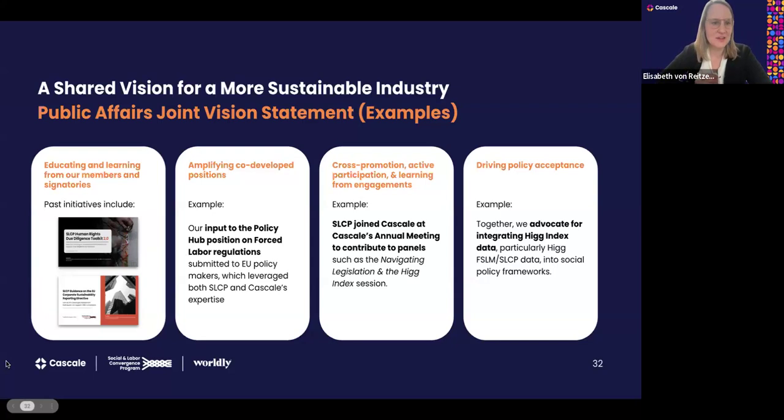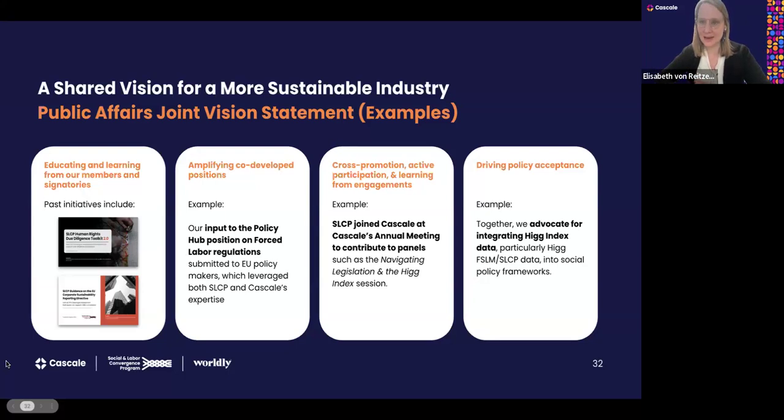So past initiatives include the human rights SLCP due diligence toolkits, where of course we as Cascale were asked to make sure to align the messaging, also amplifying co-developed positions. One very specific example we're very proud of was our input, where we really collaborated to provide input into the Policy Hub position on the EU forced labor regulations.